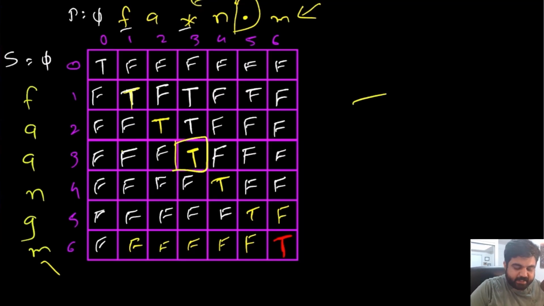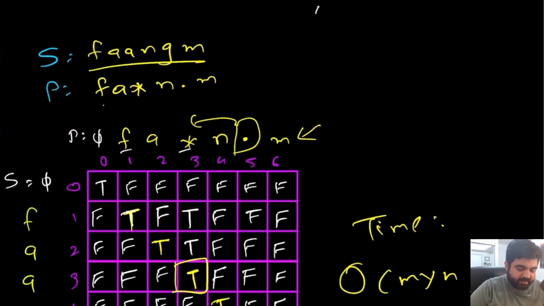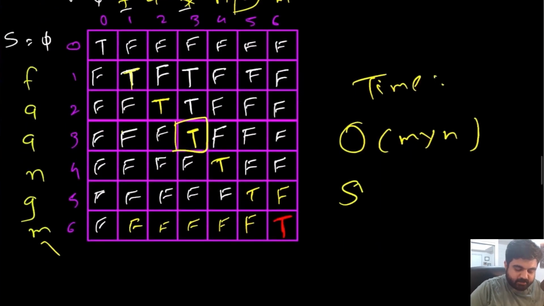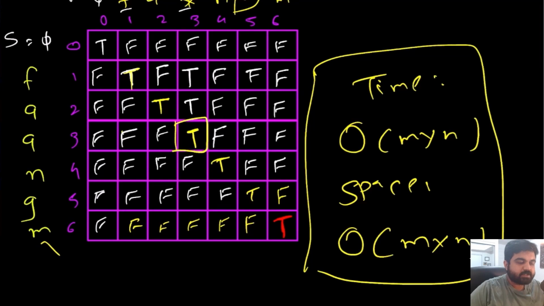Now if we see time complexity, in this case the time complexity is actually going to be big O of m cross n, where m is the length of the string and n is the length of the pattern. And if we see space complexity, because we are creating a 2D matrix, basically the space complexity is also going to be big O of m cross n. And this is a beautiful solution, one of the best dynamic programming solutions I have seen so far. So I hope you enjoyed it. Now let's move on to the coding.